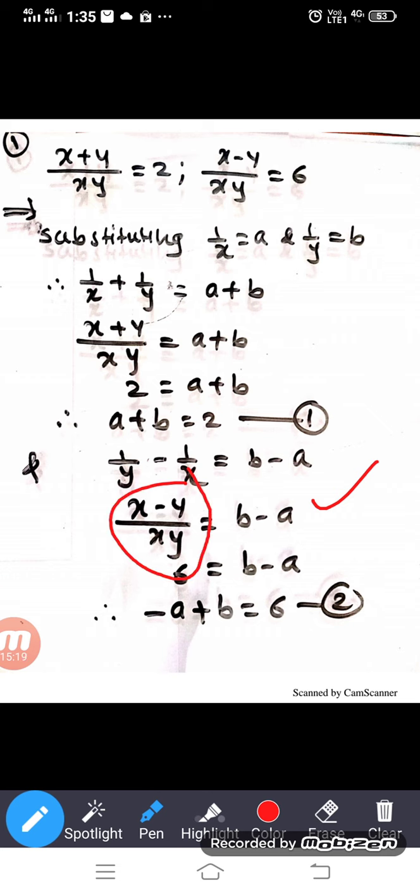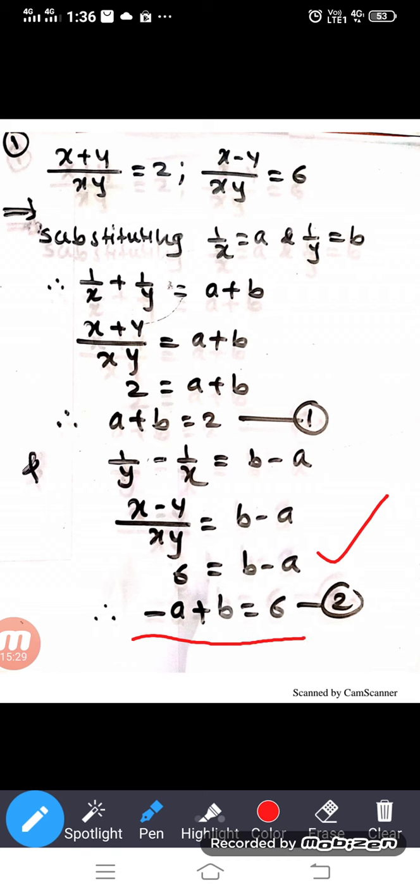This value in the given equation is 6. Substitute here. Then we get b minus a is equal to 6. We can write first: minus a plus b is equal to 6. This is the equation 2 we get. From equation 1 and 2, the first equation is a plus b is equal to 2 and the second equation is minus a plus b is equal to 6. These are the simultaneous equations.